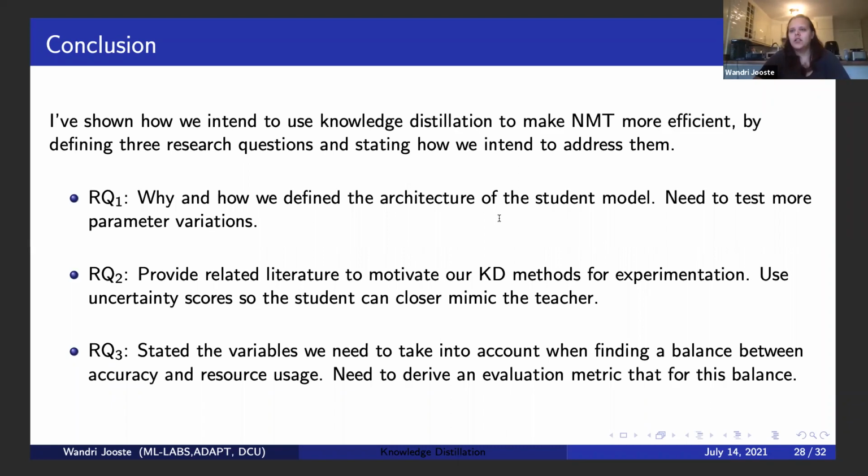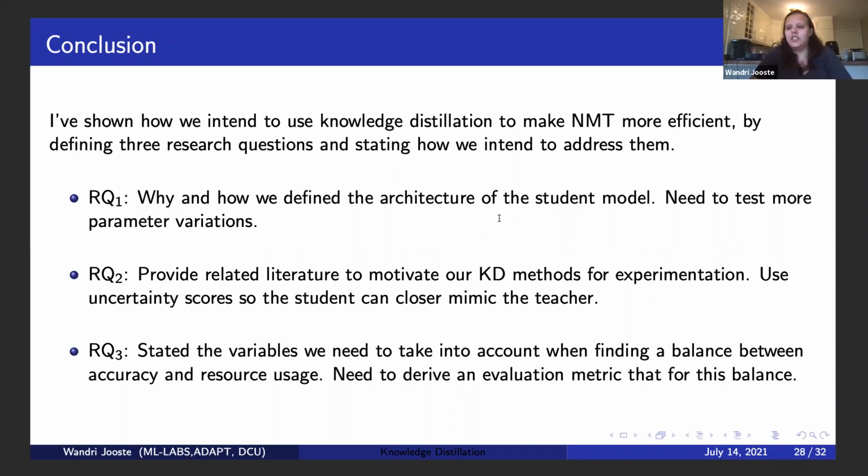And then for research question 2, I provided the related literature to motivate why we're using the knowledge distillation methods we are using for our experiments. But then we also still need to use the uncertainty scores, so the student can more closely mimic the teacher model, and maybe see if there are other ways of also improving the knowledge that's learned.